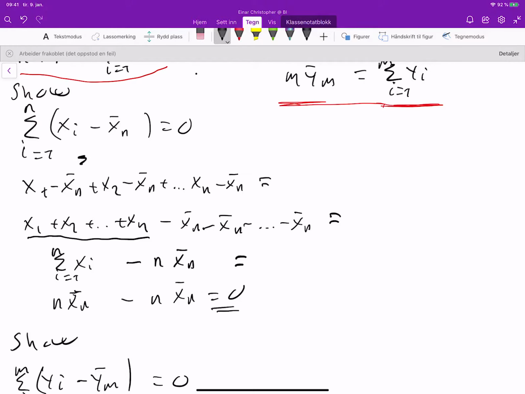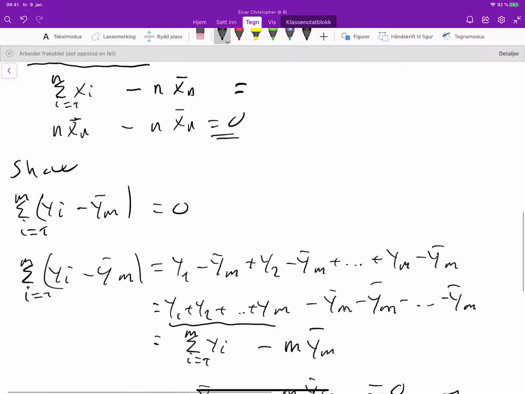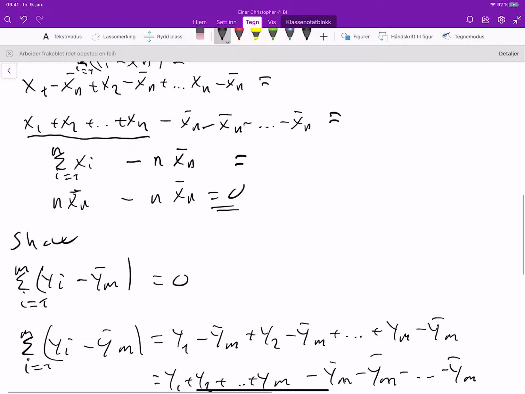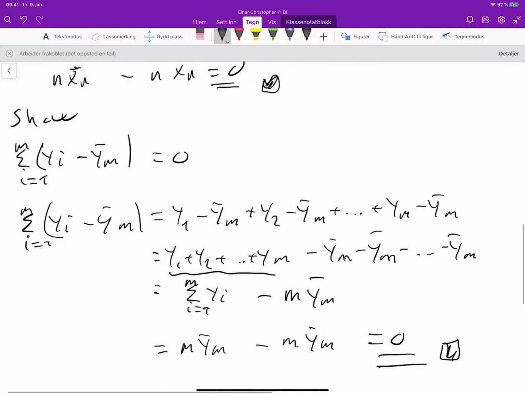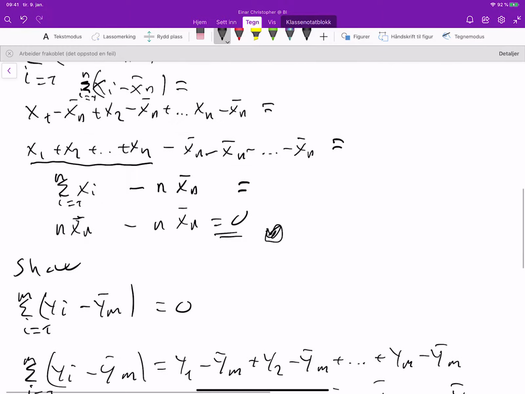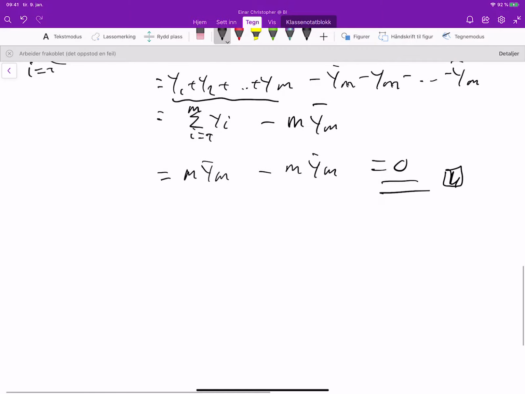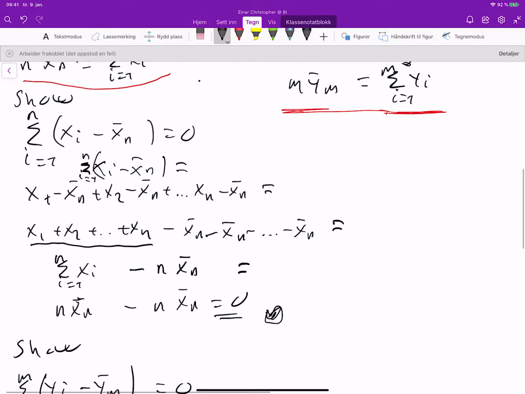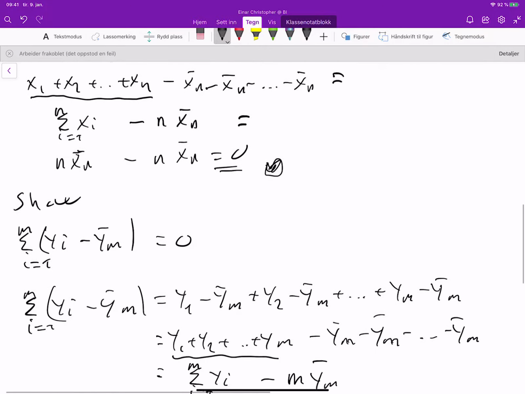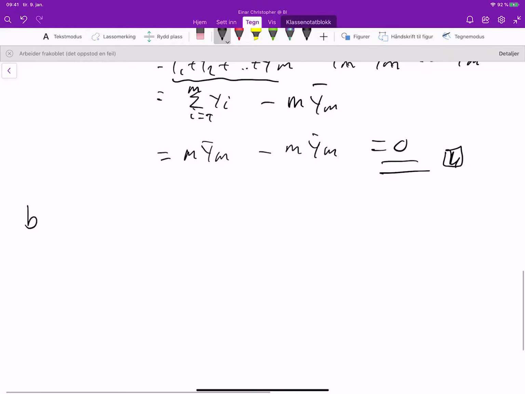So I just put in this sum of xi minus xn bar, i equal 1 to n. Okay. So then we can go to B. Convince yourself.